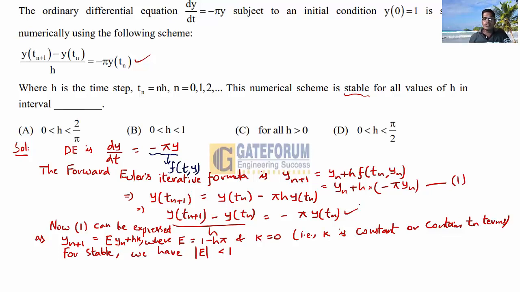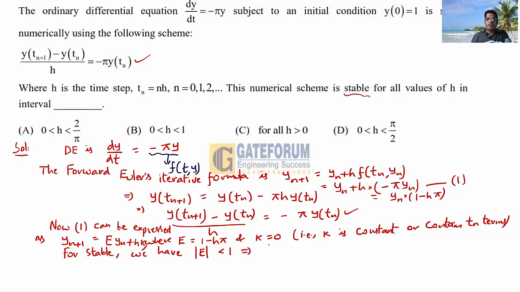If I compare, this can be written as again y n into 1 minus h pi. So this is the E value. And hk, better write it down, otherwise you will get confusion. I am writing again here: E into y n plus h times constant k, where E is equal to 1 minus h pi and k is equal to 0.